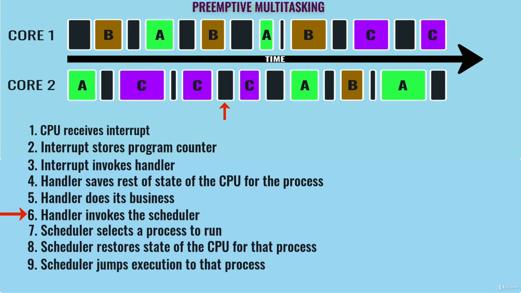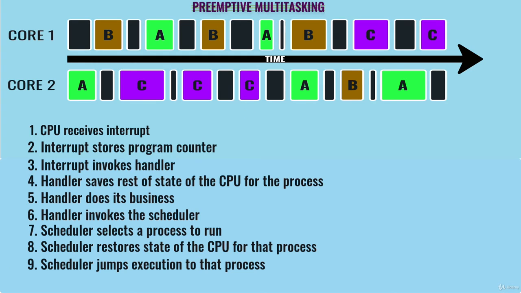The handler then invokes a scheduler, and the scheduler selects a process to run. The scheduler then restores the CPU registers to the state they were in when that process was last running so that that process may continue. And finally, the scheduler jumps execution to that process.